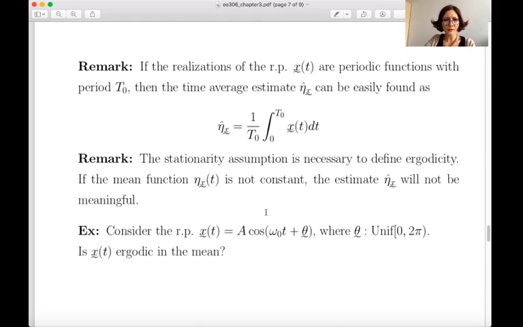Then another remark that we have is the relation between stationarity and ergodicity. First of all, would it be meaningful to discuss whether a random process is ergodic or not if your random process is not stationary? If somebody gives me a random process that's not stationary, and asks me, is this random process ergodic, is this a meaningful question? This is the first thing we should discuss.